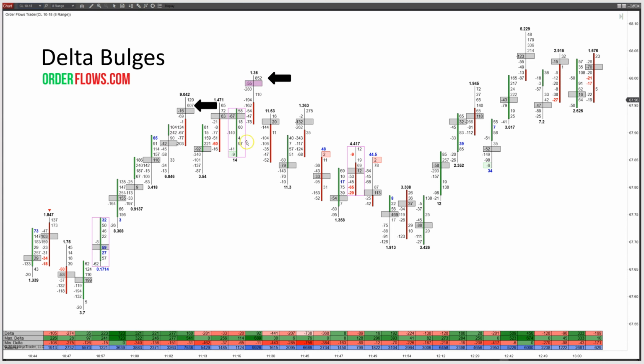So you can see here, these are the red bars. You have delta bulges up here, 852 at the top of the bar, 607 up here. And why is it considered a bulge? Because normally the delta is anywhere between 60 and 100, we'll call it 150.